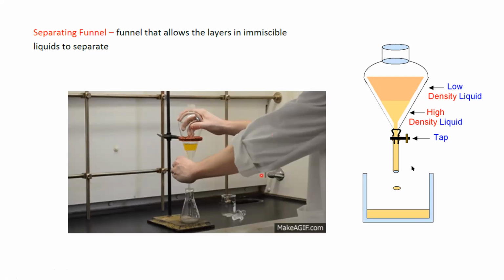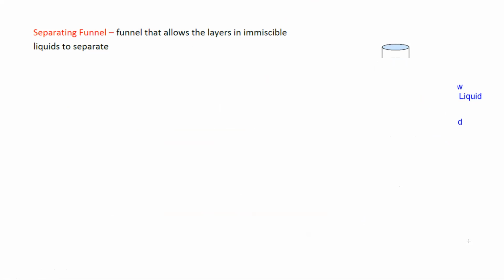Is it clear to everyone? Separating funnel, what is a separating funnel? It is used to separate two or more immiscible liquids. The term immiscible means liquids which do not mix with each other. So you have a mixture, for example, a mixture of water and oil.